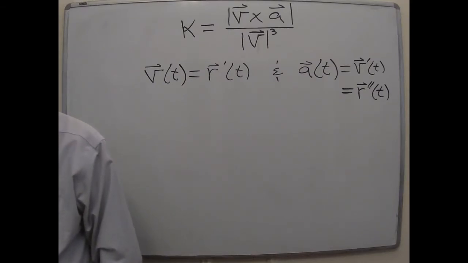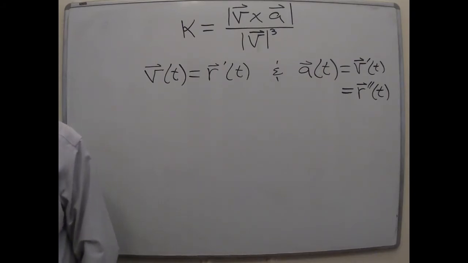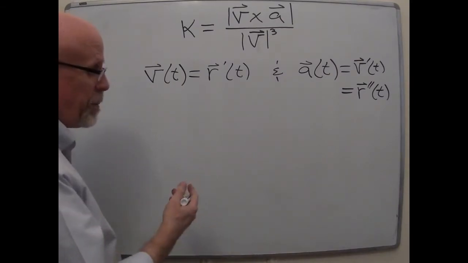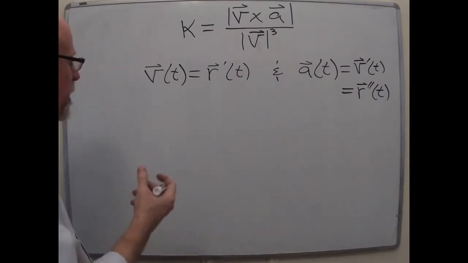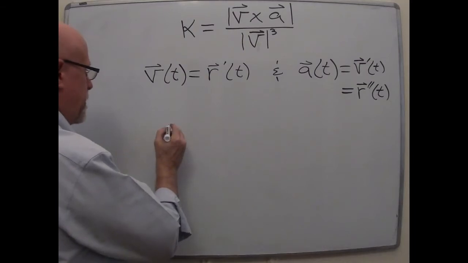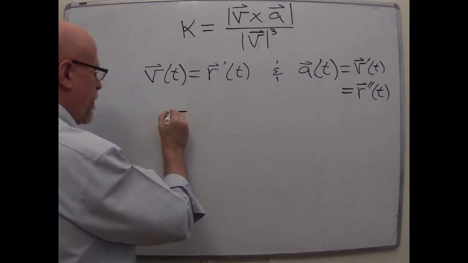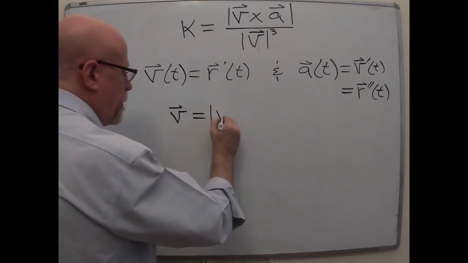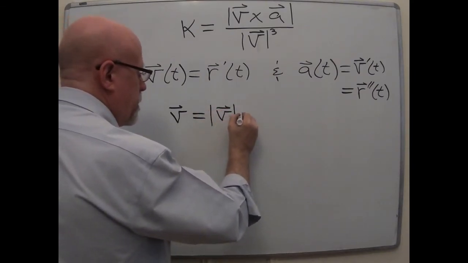Well, the starting point for this alternate formula is going to be this observation. It's a kind of silly one, but sometimes it's amazing how much stuff you can get out of a silly observation. It's just this, that you can think of the velocity vector as being the speed times the tangent vector.